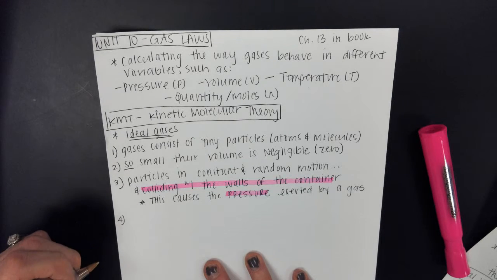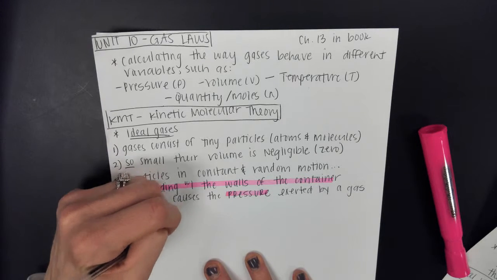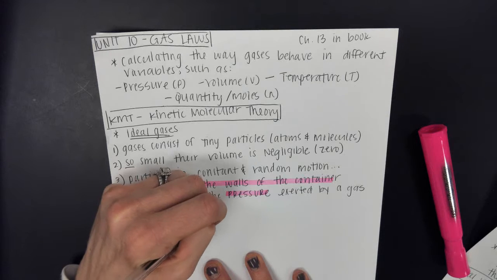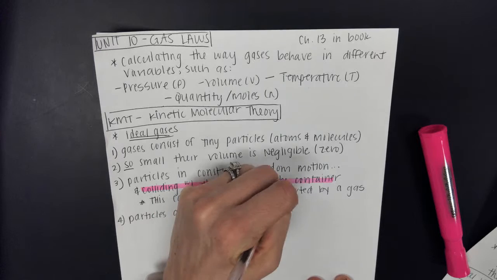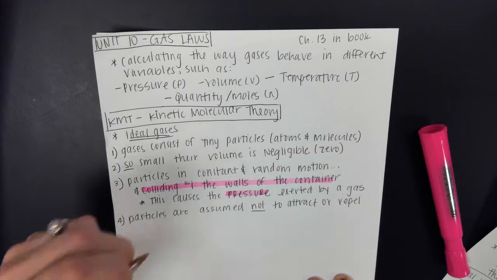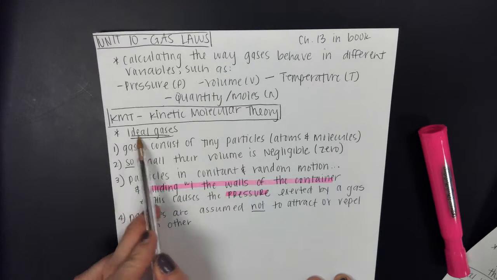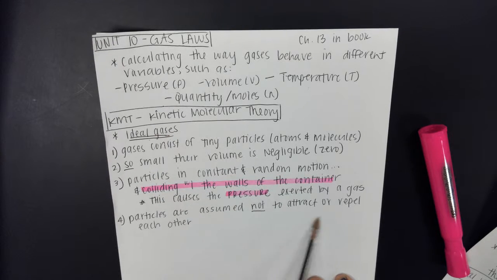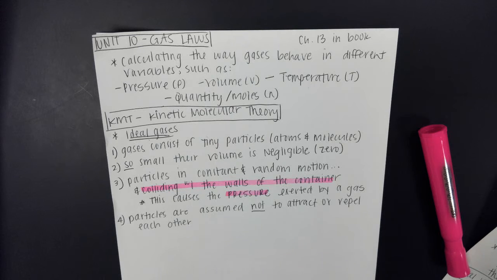The fourth assumption that we make is that these particles are assumed not to attract or repel each other. Again, we're talking about ideal gases. In real life, you remember from last semester, we talked about all of those intermolecular forces with those attractions and repulsions, no matter how faint they may be.